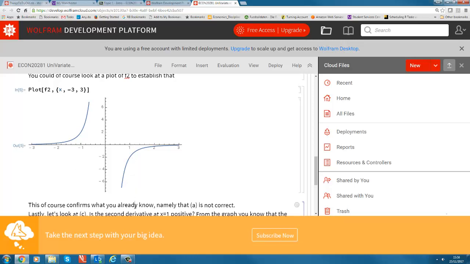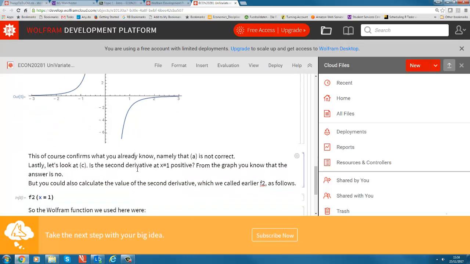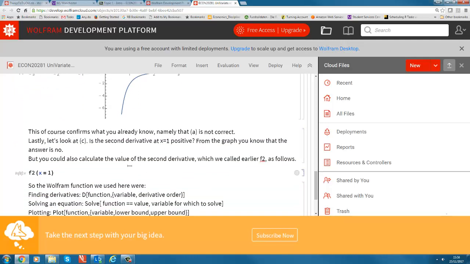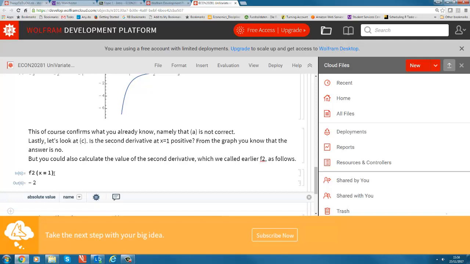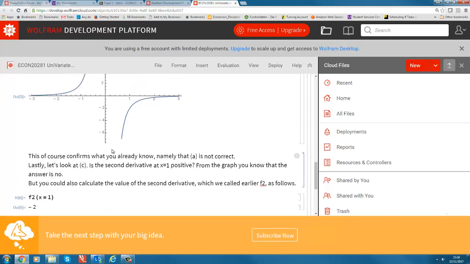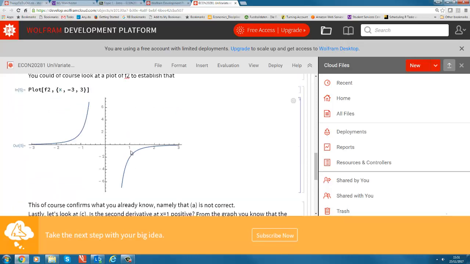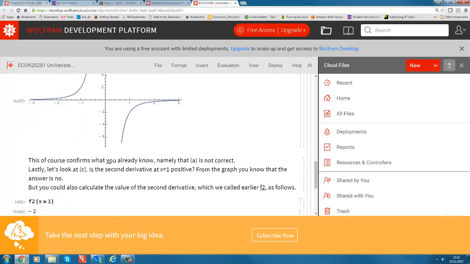So we could already answer and say that this is not true, but we could also just let Wolfram calculate what the value of the second derivative at x equals 1 is. We do that like this. f2, that has saved our second derivative, and then in round brackets we say at what value of x we want this evaluated. We say shift enter, and we find the value is -2. Of course we could have read that from the plot: at x equals 1, the value is -2.